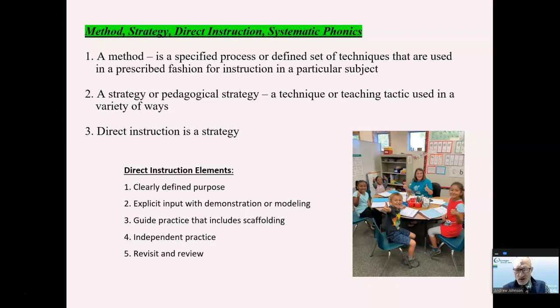Explicit instruction with demonstration or modeling. Watch how I do it. Guided practice. You do one or two together with scaffolding. And then independent practice. That is a review or practice of what has already been taught.